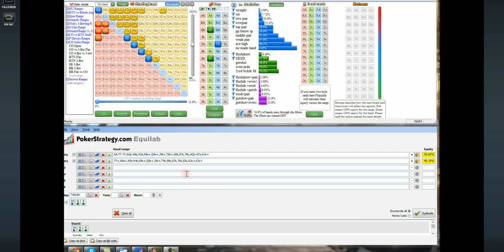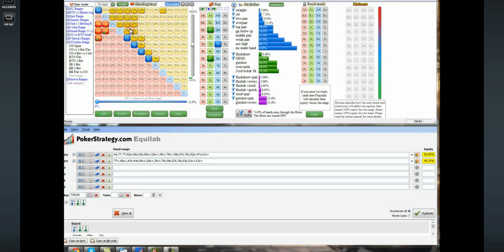And by the way, whenever I say the cutoff cold calling range, I just mean the cutoff 3-bet calling range. I actually really dislike the term cold call, but I seem to be using it by accident because it's just easier to say. So just know whenever I say cold calling range, I mean the 3-bet calling range. All right, so here is the 3-bet calling range. And we already did the equity thing.